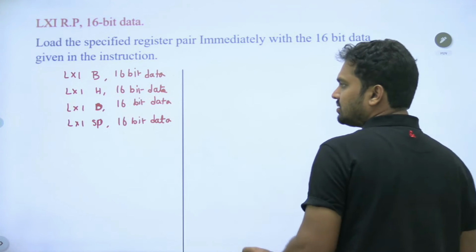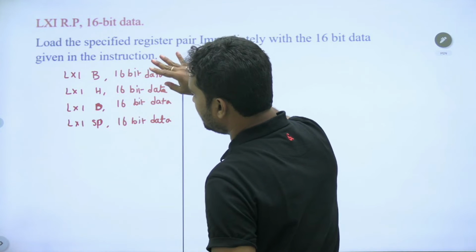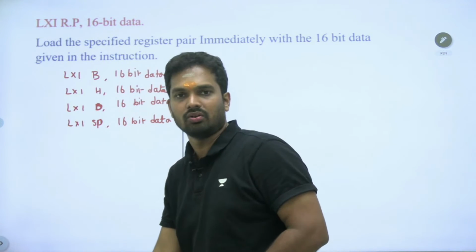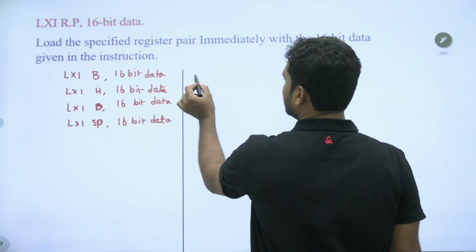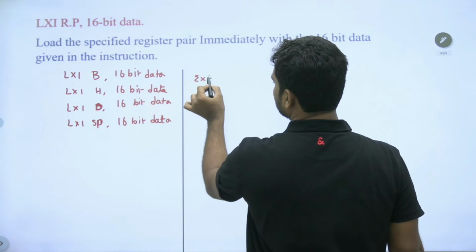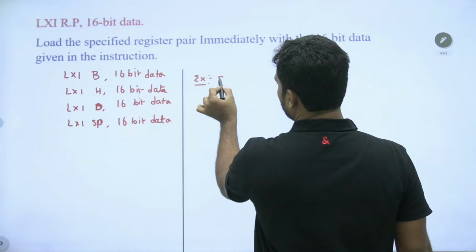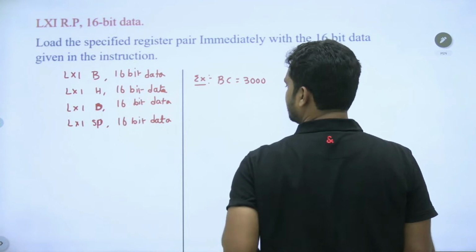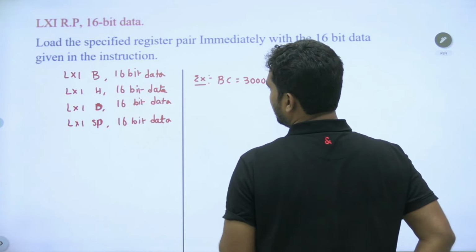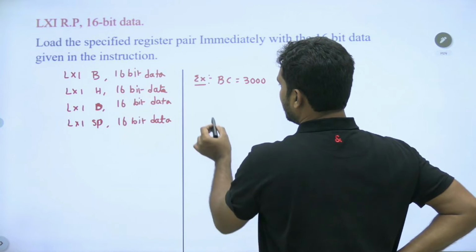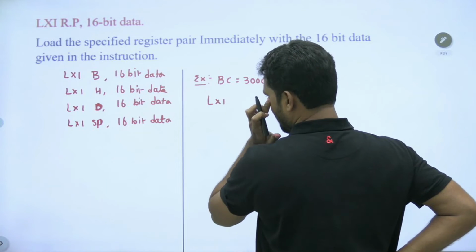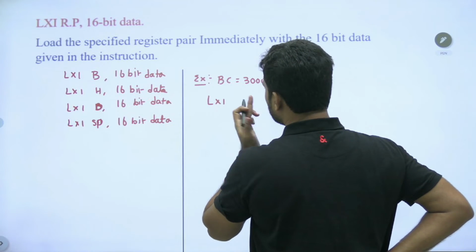All these instructions are available: LXI, BC, DE, HL, SP. We don't specify BC; by default it's a register pair only. So, for example, BC equal to 3000. Okay. For example, I say BC equal to 3000. Why did I take it?